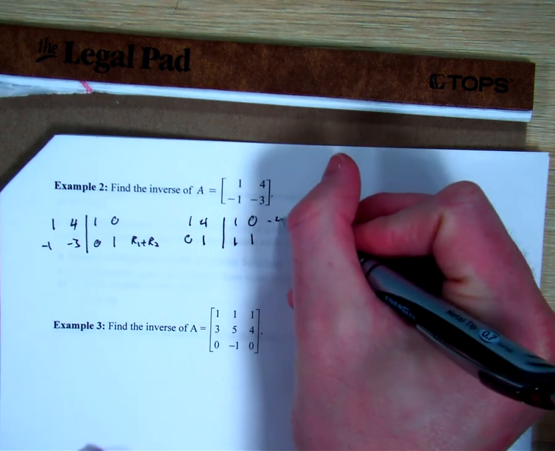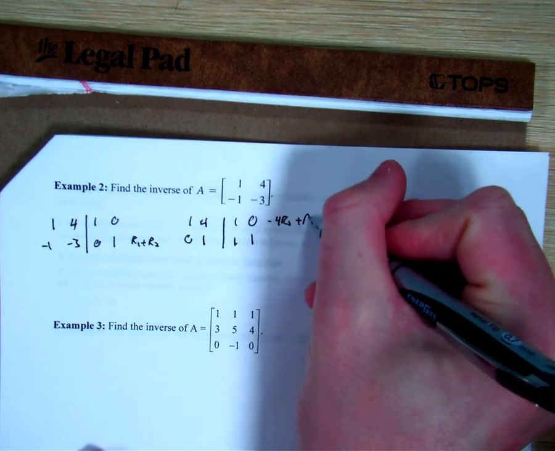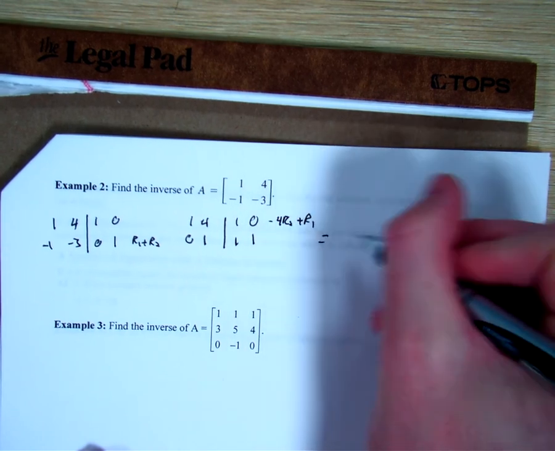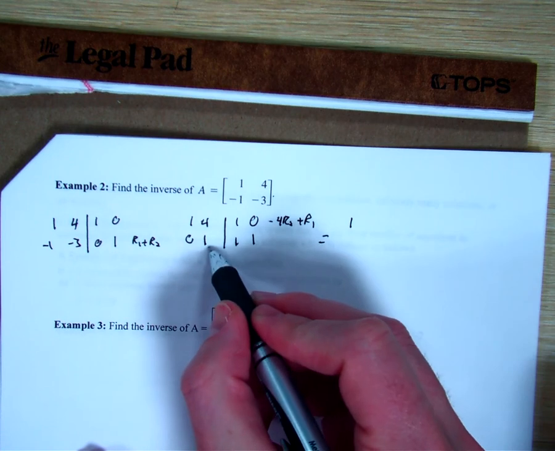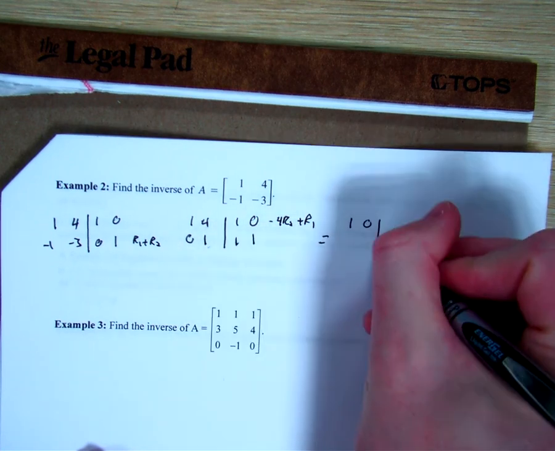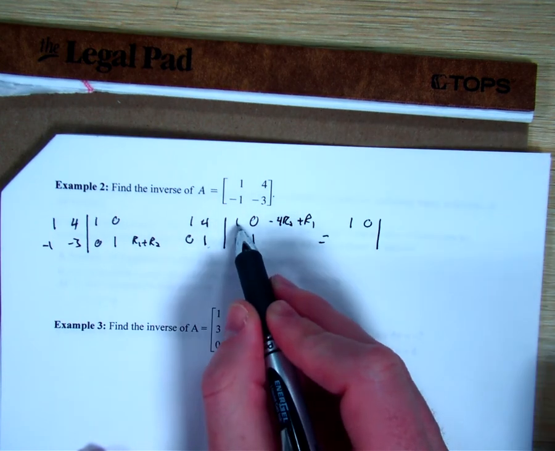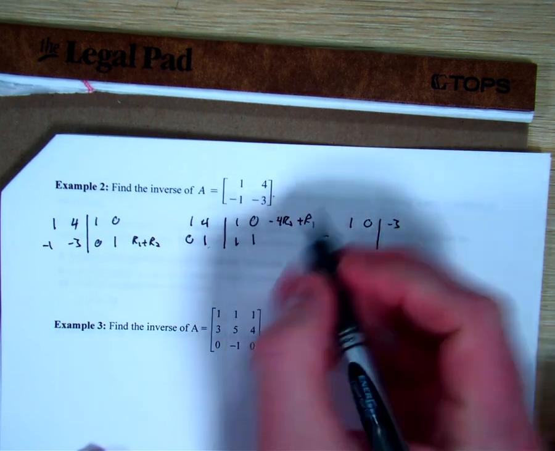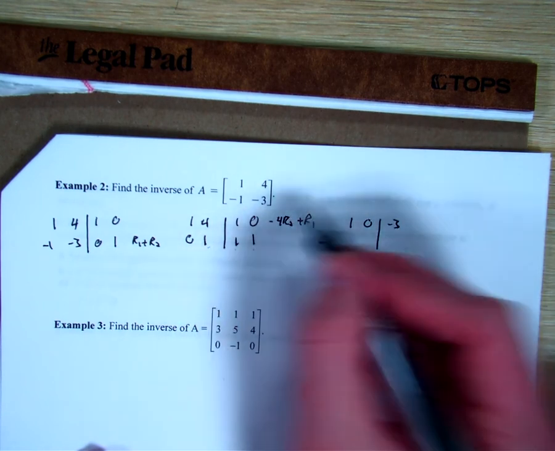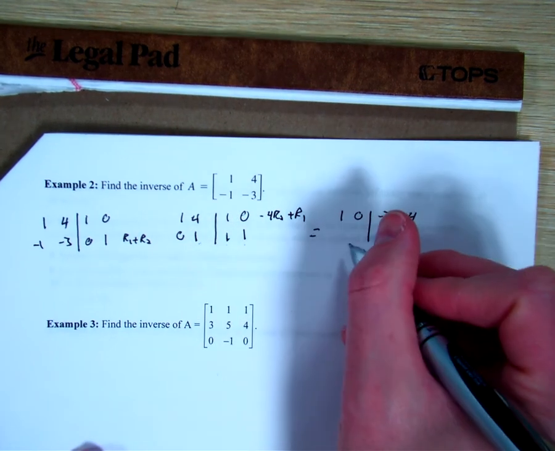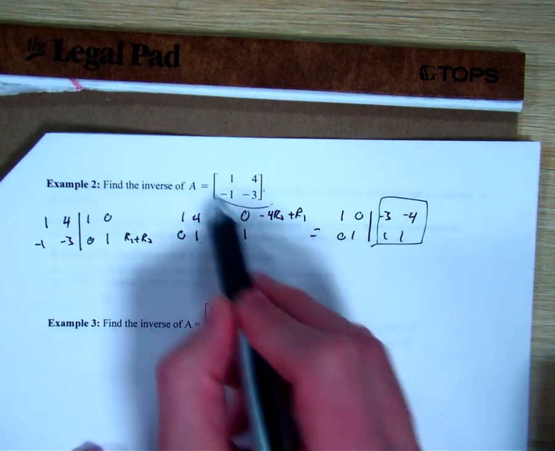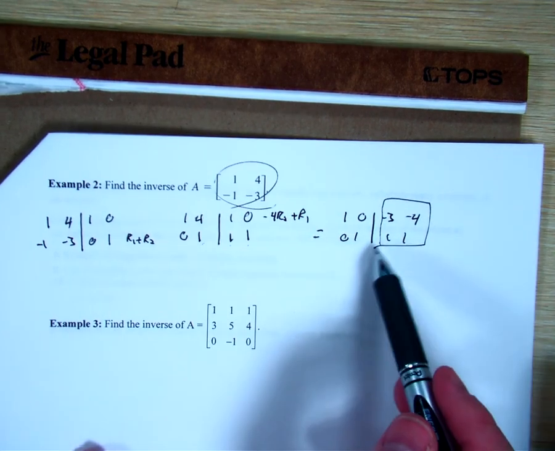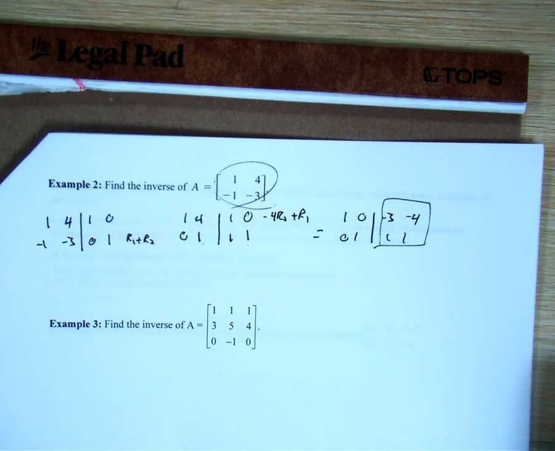We need minus 4R2 plus R1. So that's going to be a 1. -4 plus 4 is 0. -4 plus 1 is going to be -3. -4 plus 0 is -4. 0, 1, 1, 1. So the inverse matrix to that is going to be -3, -4, 1, 1.